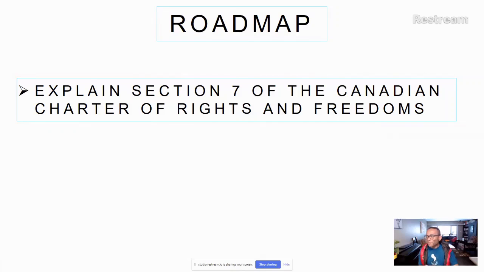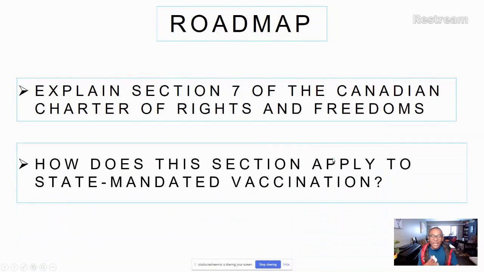Okay, so the roadmap for today is that I'm going to start by explaining Section 7 of the Canadian Charter of Rights and Freedoms. And then when I'm done explaining that, we will then look at how that section applies to state or government mandated vaccination. That's the plan. And we're going to do all of this in about an hour.